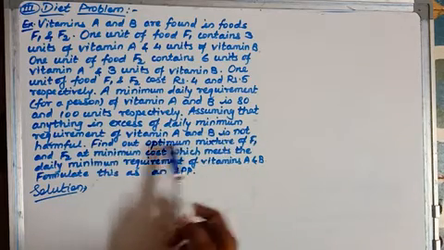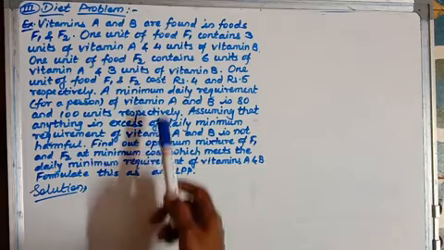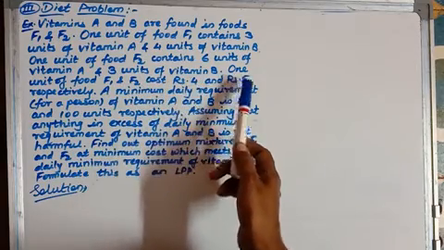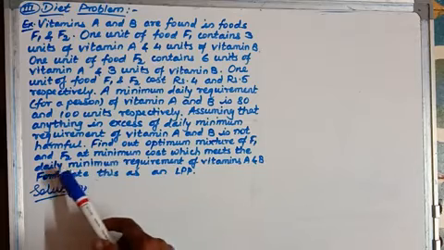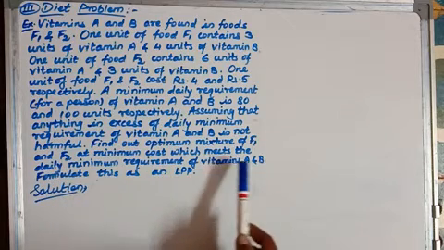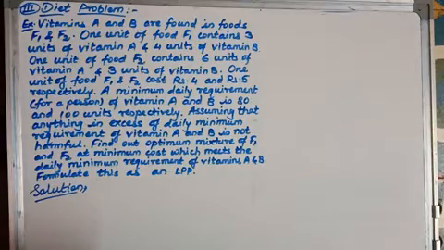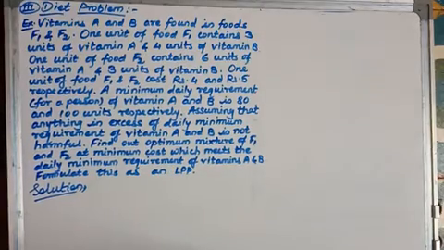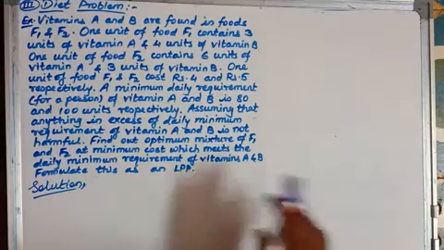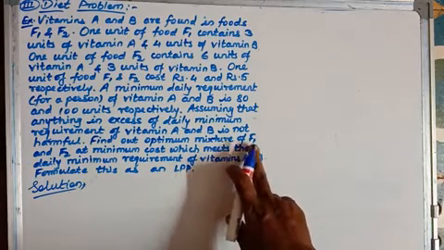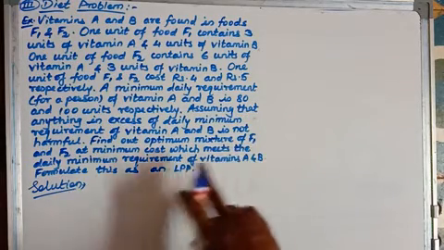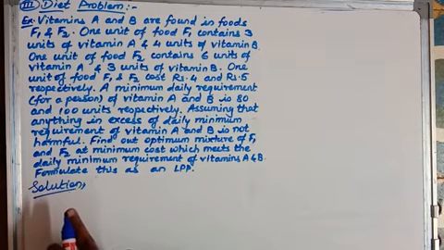So we have to find out the number of units of food F1 and F2 we should take, that is, find the optimum mixture of F1 and F2 at minimum cost, so that we purchase those foods and get our daily minimum requirement of those vitamins. For this we have to formulate an LPP. So now let us consider that we will purchase x1 units of food F1 and x2 units of food F2.